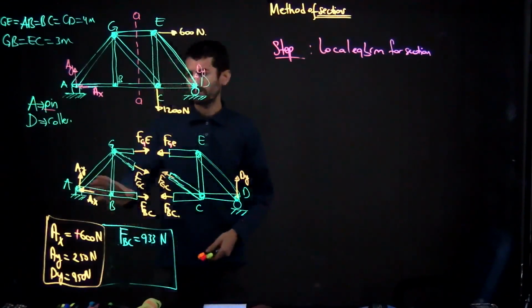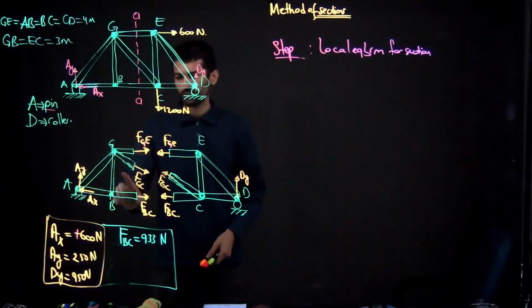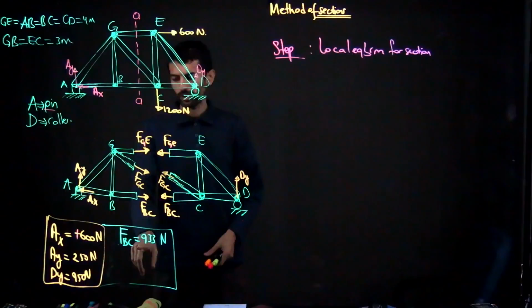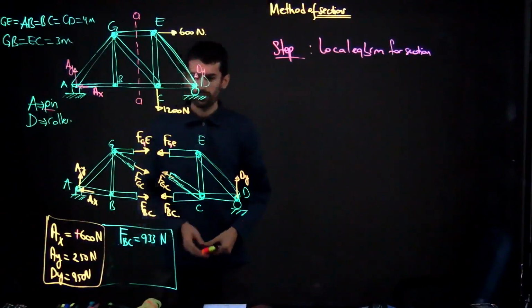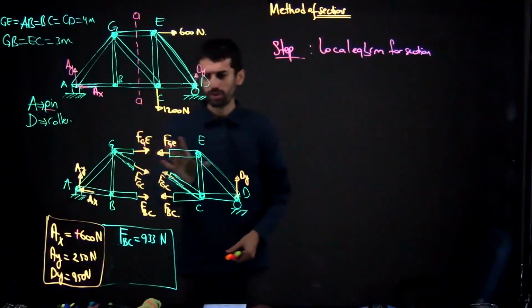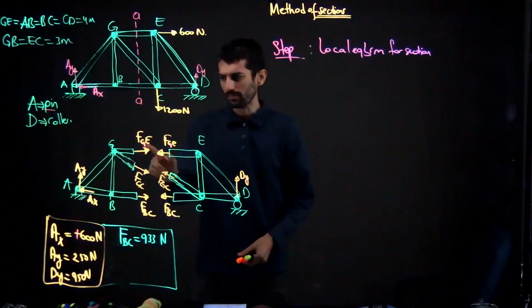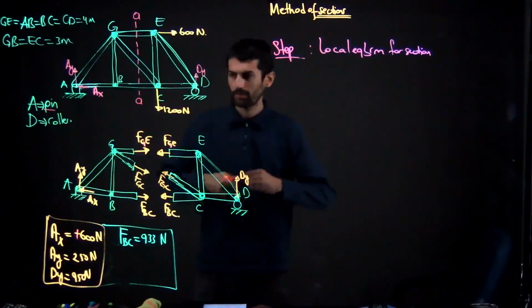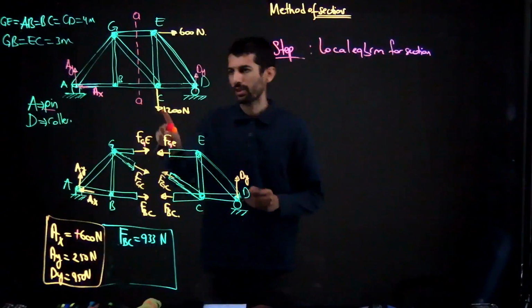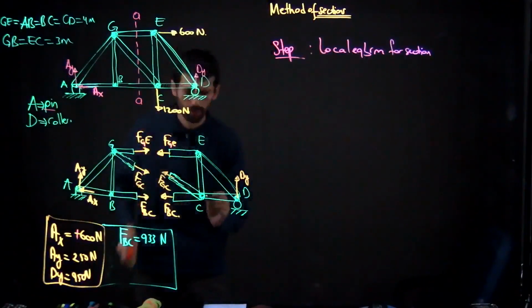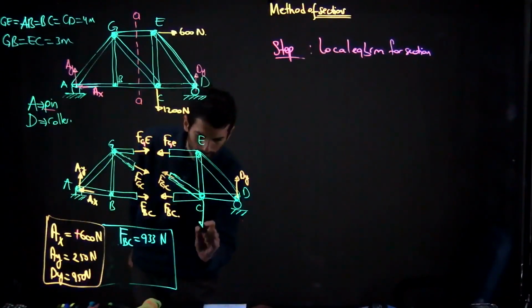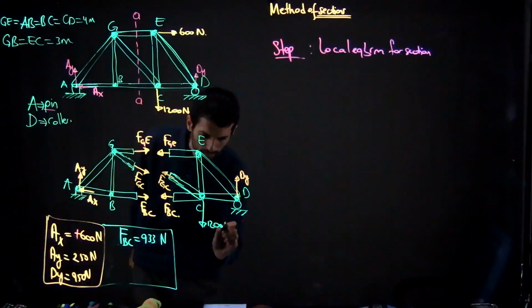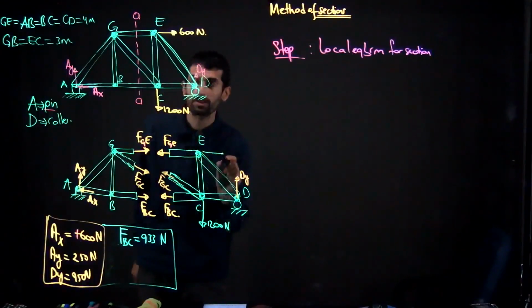We have finished section 1, and this is what we have got for FBC. So I will move to section 2. Again, we have 1200 newtons here, so let me add it. We have the 600 newtons.